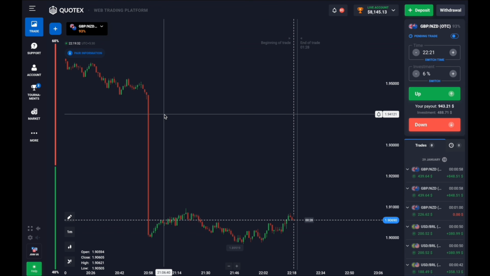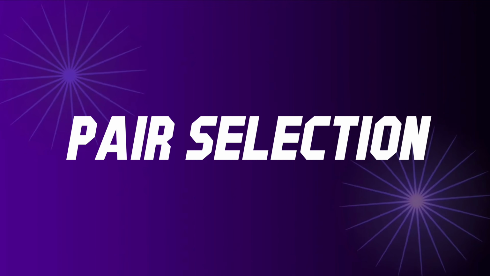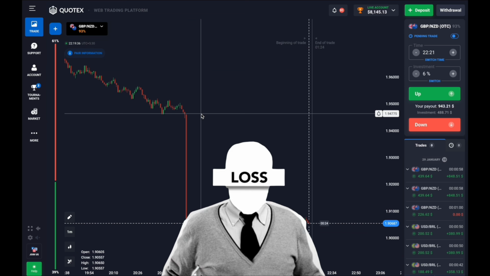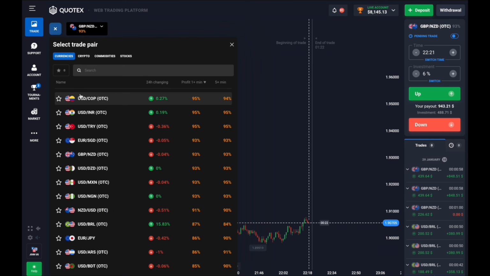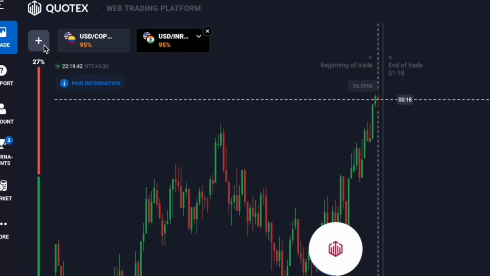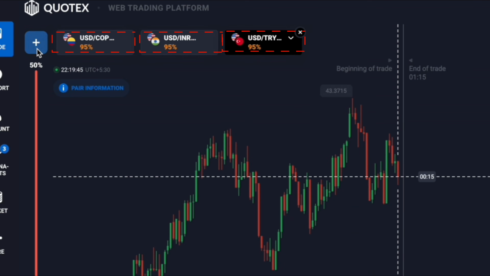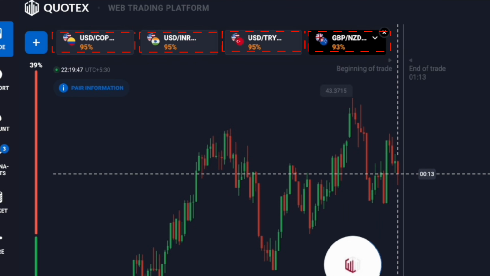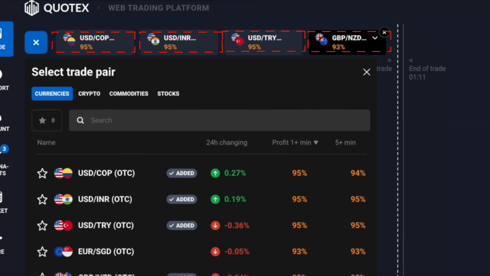Alright, so now here comes the most important part, pair selection. Most traders skip this, and that's exactly why they lose. I'm not taking random trades. I'm choosing multiple currency pairs from OTC and the real market, only the ones giving me the highest payout, the pairs I trust most and the pairs I trade most. You have to pay attention here.